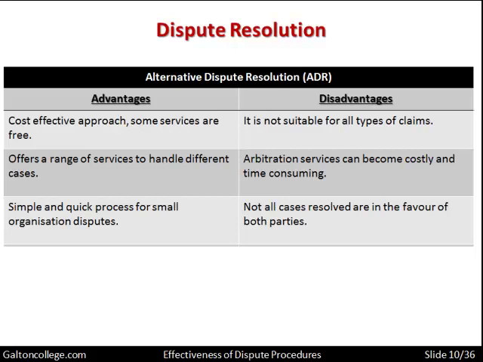Alternative dispute resolutions can be very quick and very simple for small organisation disputes. Simply referring it off to someone else, to perhaps a respected person within the field, or even a legal person, or referring it off to someone who is neutral. That might be the best way of getting the solution.